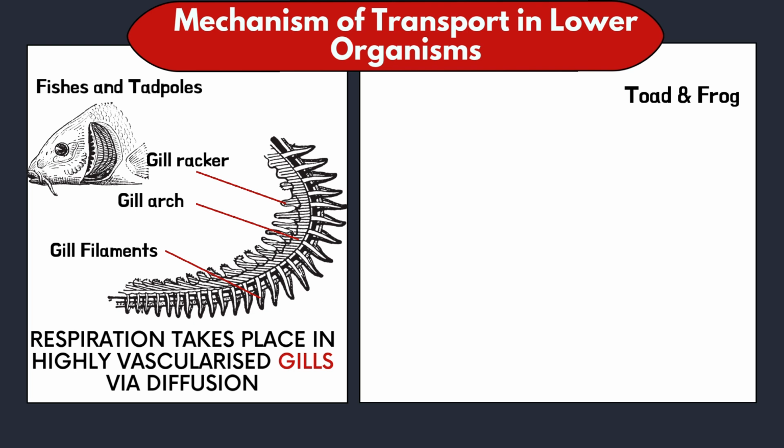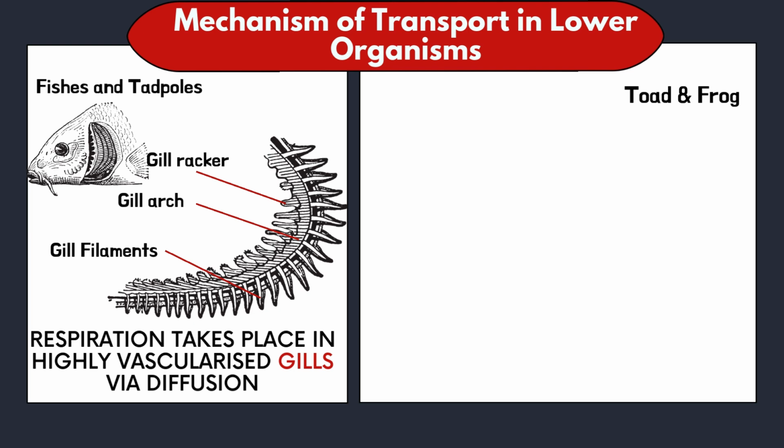Each gill consists of a gill filament where gaseous exchange takes place, gill rakers, which help to stop food particles from entering the gill chamber, and the gill arch on which the gill filaments are built. The gill chamber is closed externally by the operculum or gill cover.